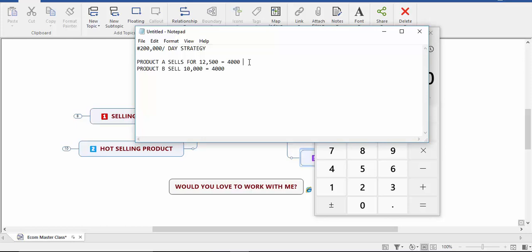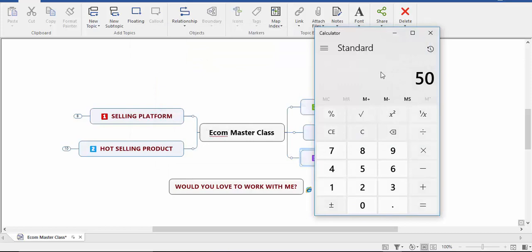Let's say you're having 4 sales, which is 16,000 naira profit on each product, and you have 10 different products. Now 16 times 10, that is just 160,000 naira. So you are close to 200,000. It's very, very simple, just a simple logic.